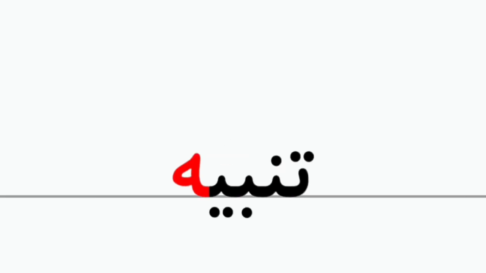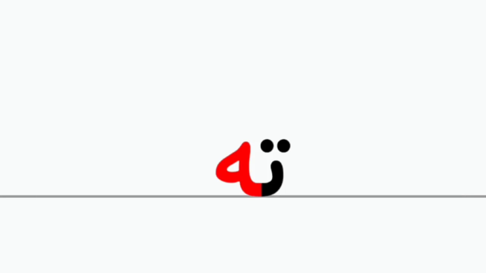Noh. Tanbih, which means punishment. Here, letter he has joined the letter before it, which is ye, and it makes the sound he. Tanbih. This word is tah, which means bottom. As you see again, this shape of letter he makes the sound exactly he. It joined the letter before it, which is te, and the word is tah.